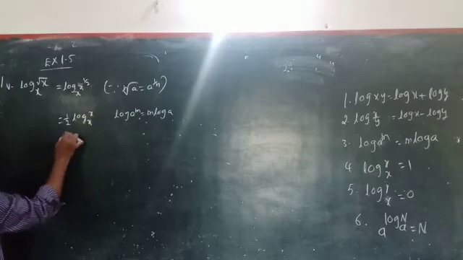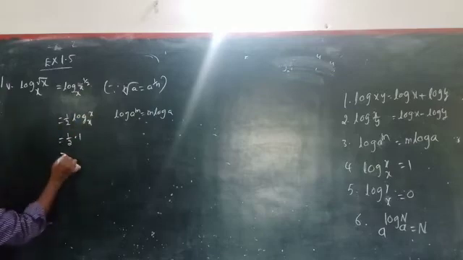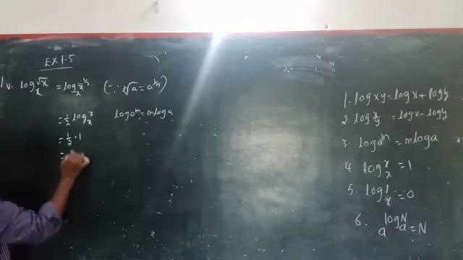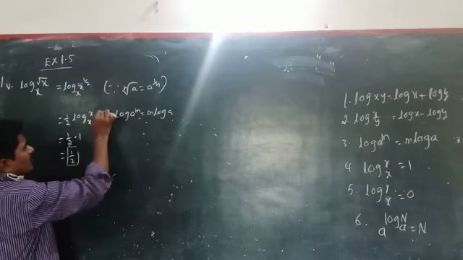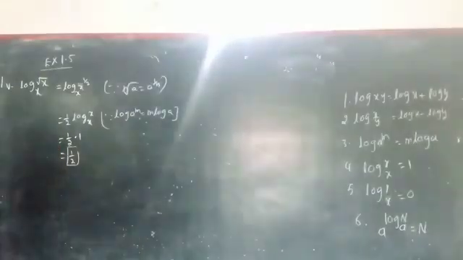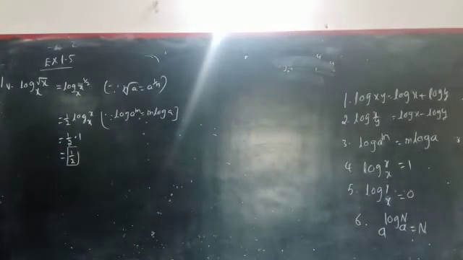So log x base x value is 1. So 1 by 2 into 1 is 1 by 2. Okay? Understand? Yes. Okay.